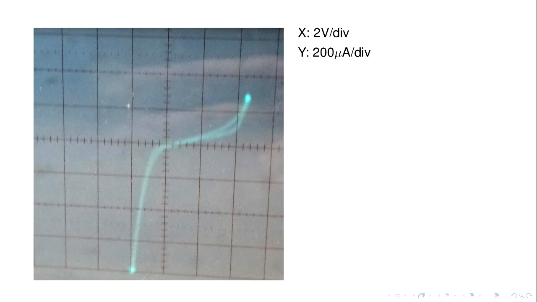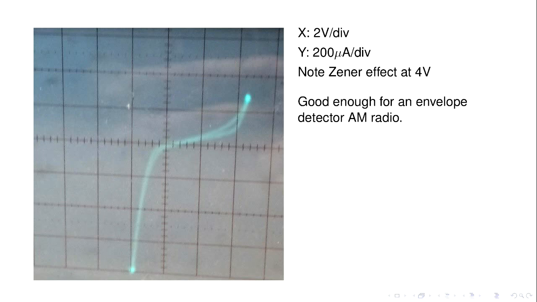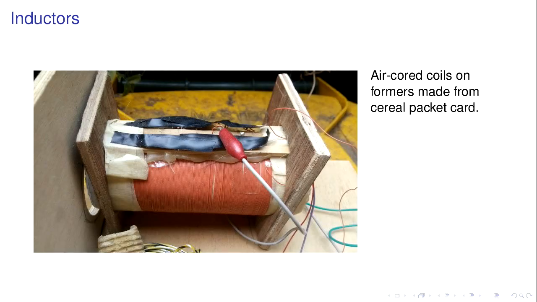This is reversed from the ones we had before. So here's your forward zone with about 2 volts forward voltage, and here you've got your reverse zone, and it's starting to show some Zener effect at about 4 volts. Yeah, okay. That's good enough for an envelope detector for an AM radio. So let's build ourselves a crystal set.